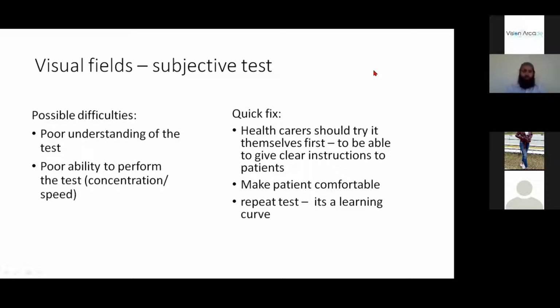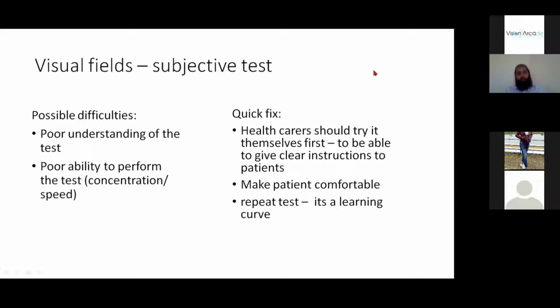So how do we fix the first problem? We make sure that we perform the test on ourselves first. If I can do the visual field test, then I can appreciate what problems the patient might face. You're basically a bit more empathetic to the patients, and you will also be able to give them clear instructions, and then make the patient comfortable so that they can perform the test well.